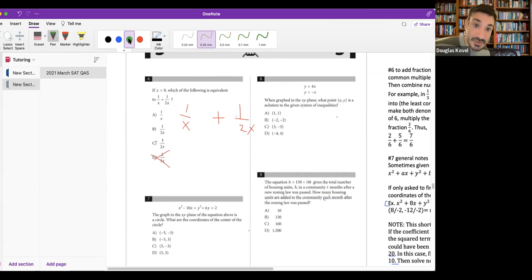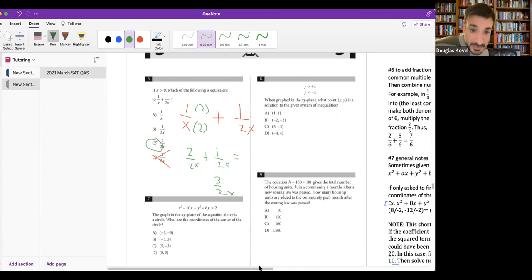So my second fraction is all good. I don't need to do anything to it. And then for my other fraction, I'm going to multiply the numerator and denominator each by 2. So then I end up with the equivalent 2 over 2x plus 1 over 2x. And then I just simply combine the numerators. So I do 2 plus 1 is 3. And then the denominator stays the same. So then I'm left with 3 over 2x. So that would make my answer choice C.